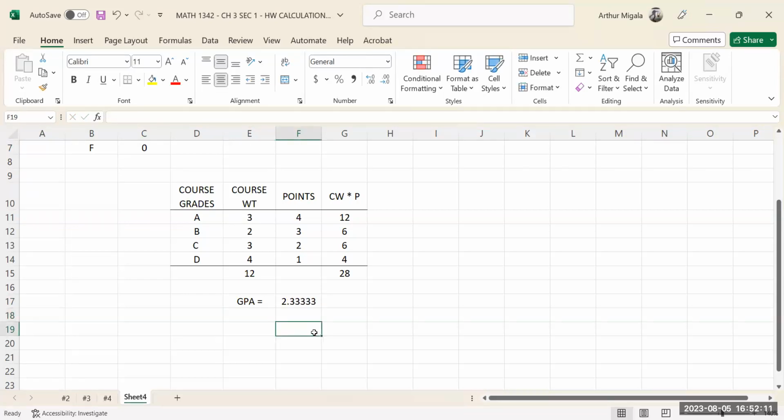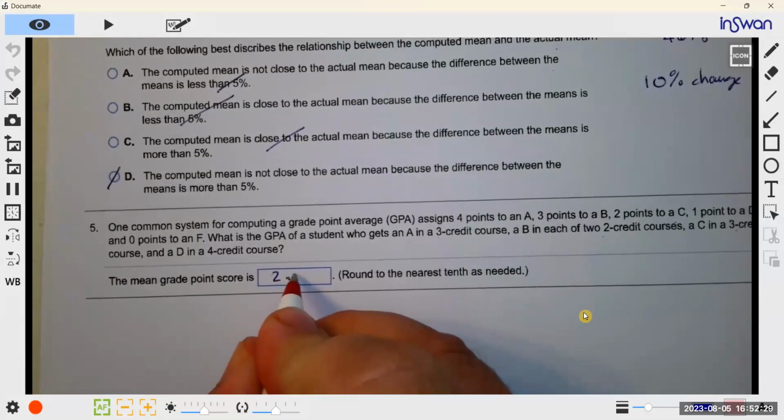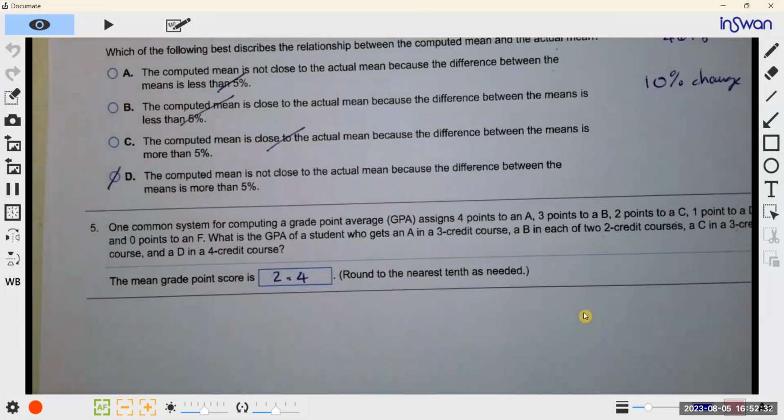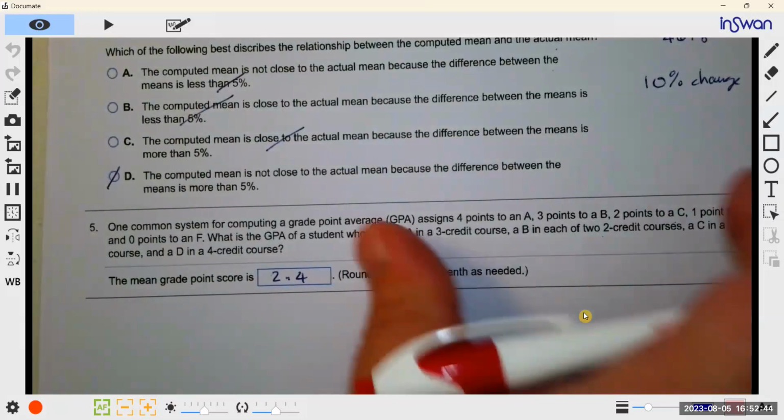2.33333. So it's approximately a 2.4. It's an approximate grade that they have for that course, for that semester. So it's approximately a 2.4. Now 2.4, that's a C, a solid C average. Because 3.0 is a B, 4.0 is an A.